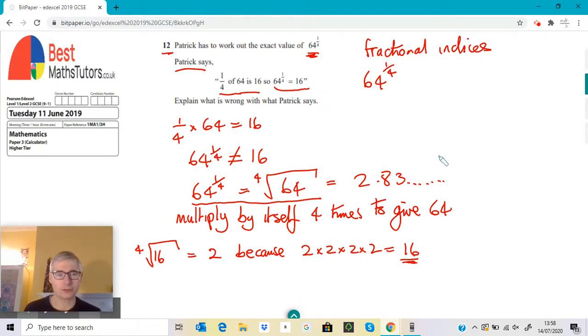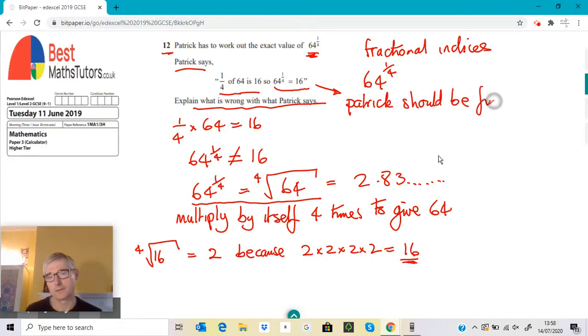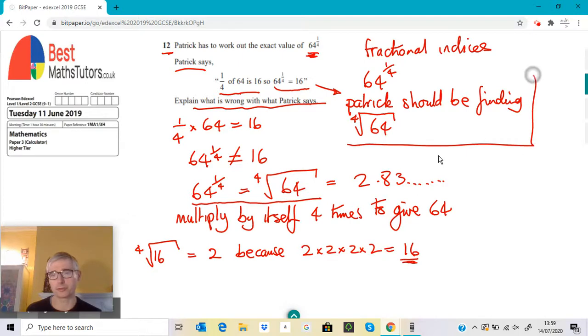So to answer this question, explain why he is wrong, we'd need to just say that Patrick should be trying to find the fourth root of 64, and we could just show it like this, and that would be enough. So we've just shown that Patrick's misunderstood what the symbol means there.